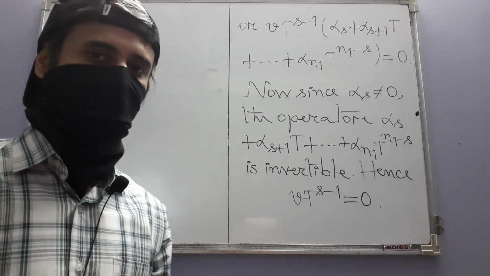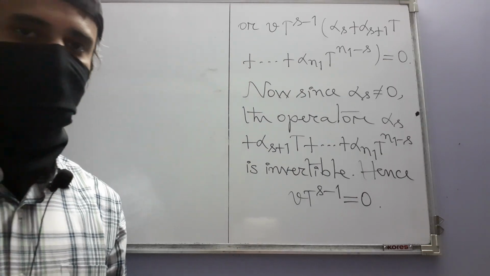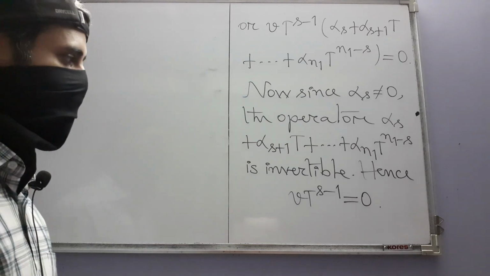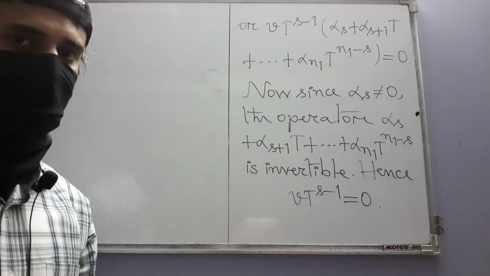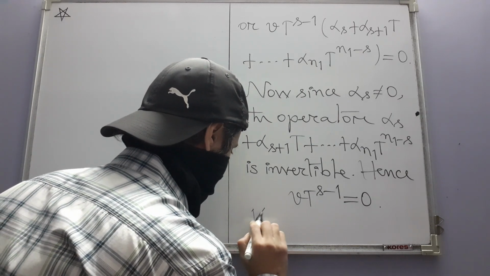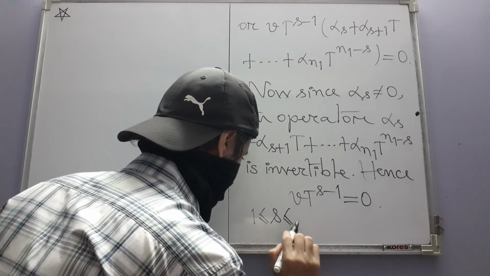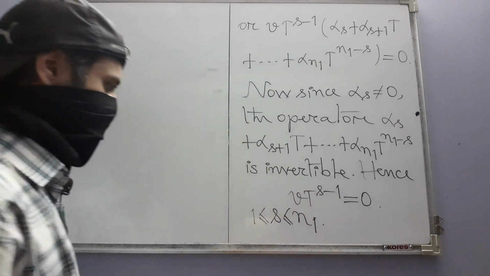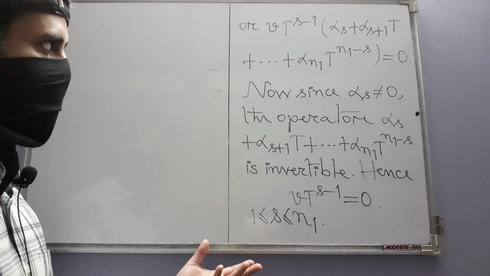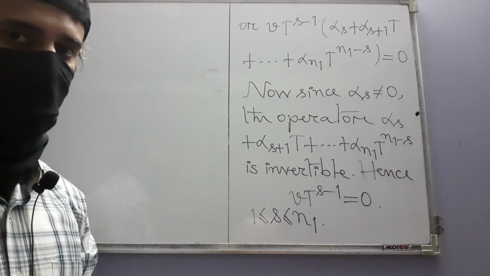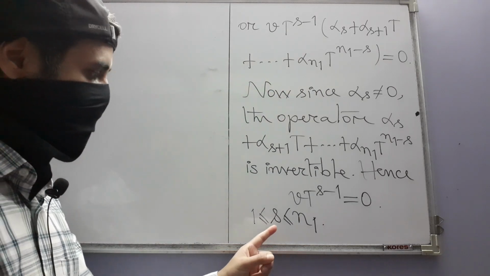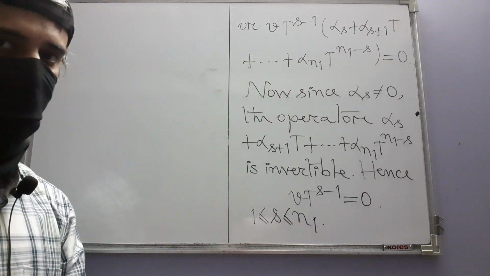Now you recall what S was. S was the first index such that alpha S is non-zero. Fine. But what was the range of S? I mean, where did S lie? S lies in this range, right? Because those are the indices that are available to us for indexing the alphas. We start from alpha 1 and we end at alpha n1. So S is less than or equal to n1.